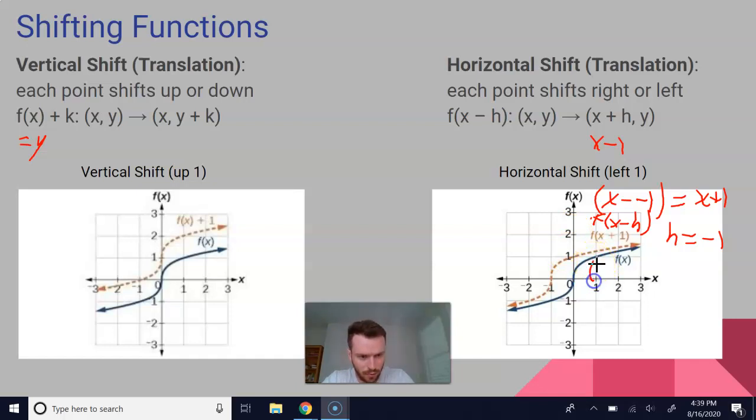First we have (1, 1), the point we looked at earlier. It shifts to the left to become 0. The x value is decreasing by 1, so that point becomes (0, 1). Points on this function are shifting to the left 1. The whole function is shifting to the left 1. If it was f of x minus 1, they would actually shift to the right 1.